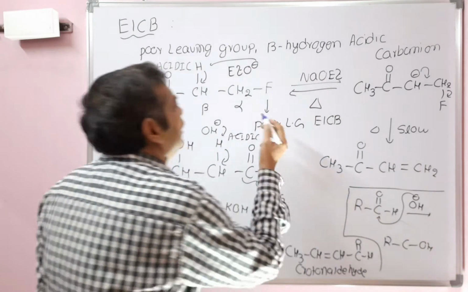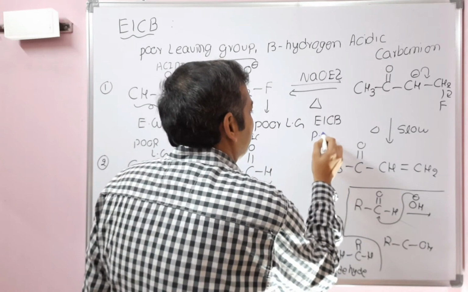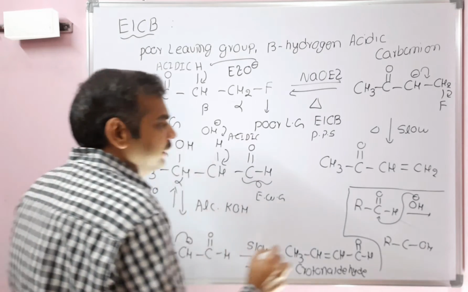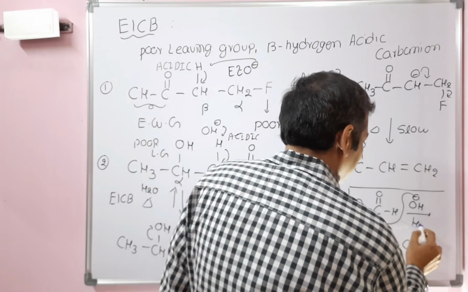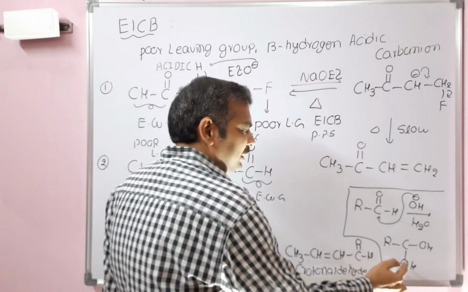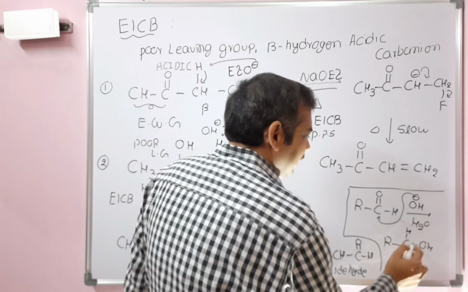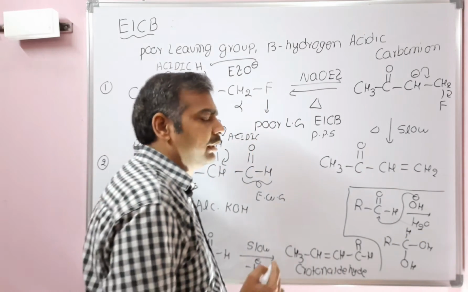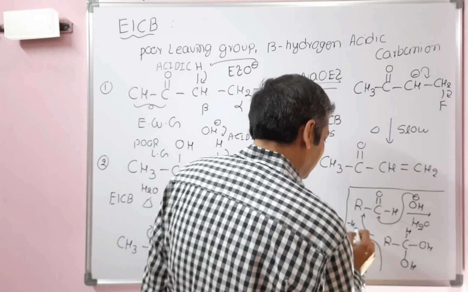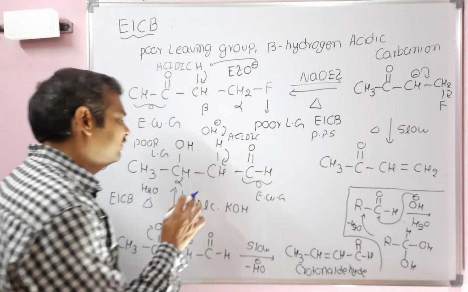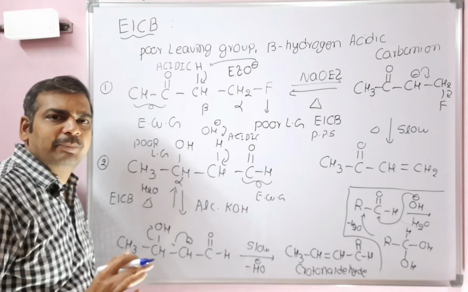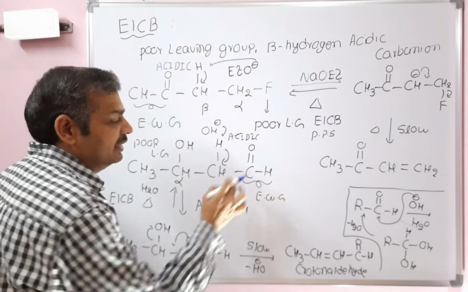In E1CB reactions, a polar protic solvent like water is generally used. In the presence of water, first an O minus forms, and in the protic solvent an OH is obtained. Two hydroxy groups on one carbon are unstable, so again by dehydration at high temperature it gives the aldehyde only. That's why at high temperature the aldehyde group does not undergo nucleophilic addition.